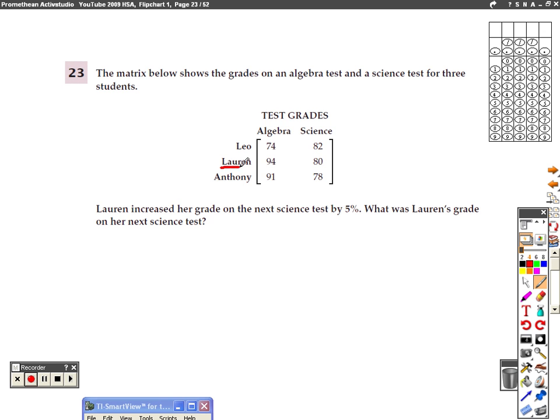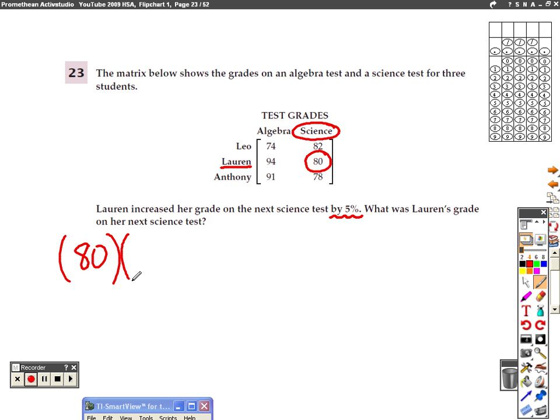Well, if we look at Lauren and we look at science, we can see that Lauren scored an 80% on her last science test. However, this time she did better because she increased her score by 5%. There are 2 ways to do the problem. The first way is to take Lauren's current grade, which is 80, multiply it by the 5%.